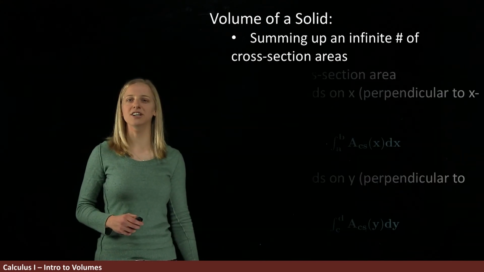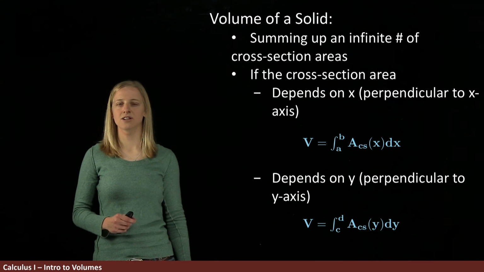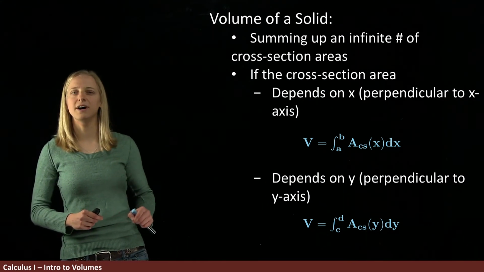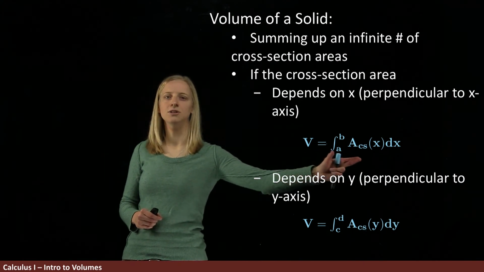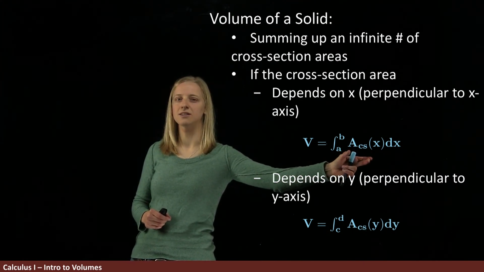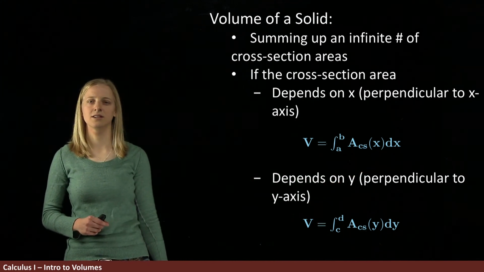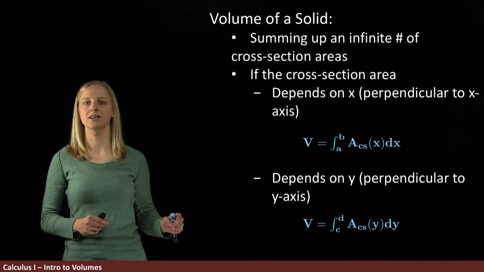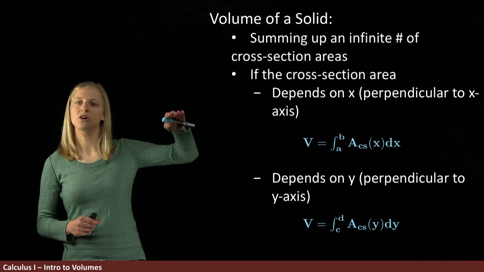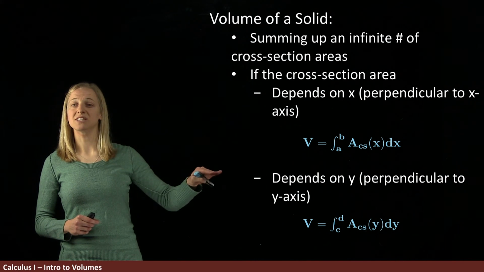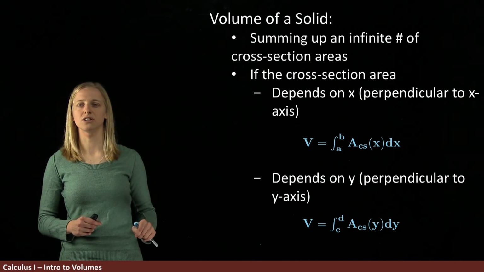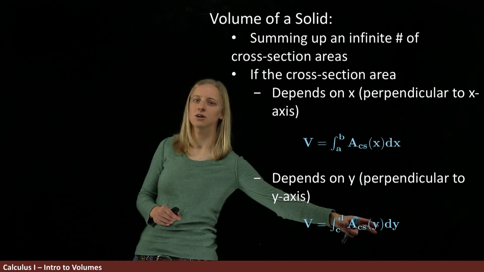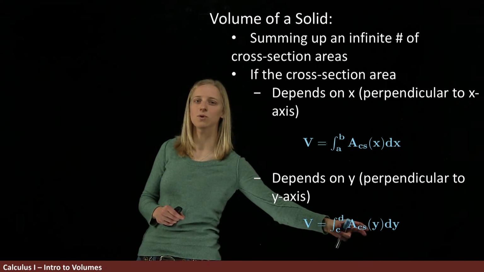So if the area is dependent on x, in other words, that cross-section is perpendicular to the x-axis, we have the volume is equal to the integral of that area dependent on x, dx. And if instead that area depends on y, so dependent on where it is along the y-axis, which means the cross-section is perpendicular to the y-axis, then the volume is going to be the integral of the area dependent on y, dy.